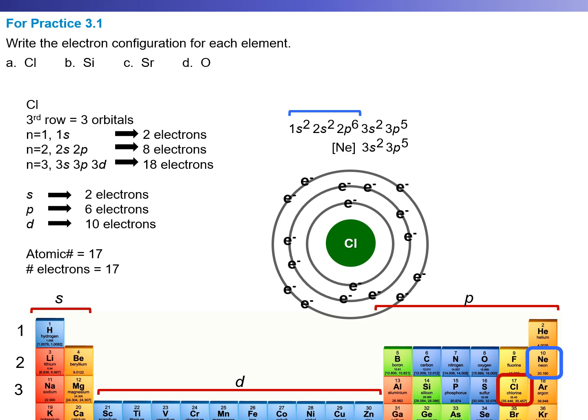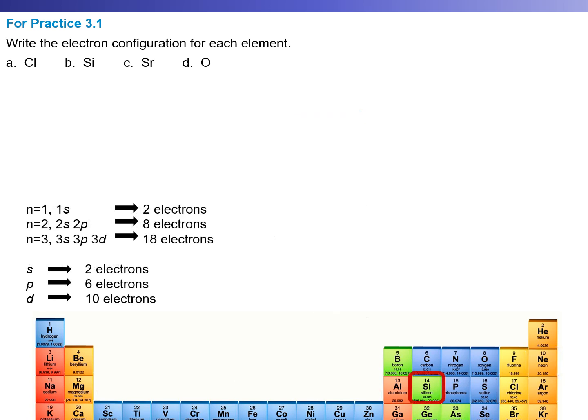Let's take a look at another one. The second element they want us to work with is silicon, and if we look, silicon is in the third row, which means we've got 3 orbitals. In fact, it's just a couple down from chlorine, and I've got it highlighted there for you. The atomic number is 14, which means we've got 14 electrons to place. I'm not going to bring up a diagram and drop in electrons this time. We're just going to work from the table.